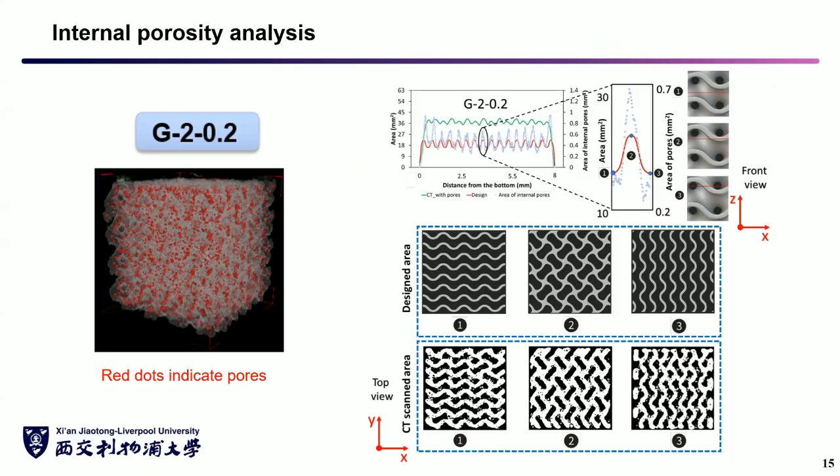And if we take a deeper layer by layer analysis for the porosity, we can see that for the designed cross-sectional area compared to the actual cross-sectional area, there are huge deviations in this case. If we take a look at the figures on the right bottom side, we can see that for the design area, there are smooth and very nice waves. But for the CT scan area, the area is actually much bigger, and there are also pores inside. So which means during the fabrication, there is poor quality in terms of these small lattice structures.